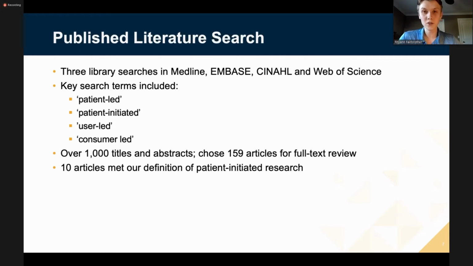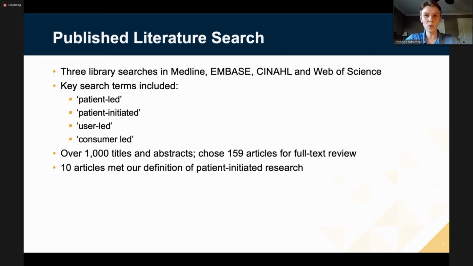As was mentioned earlier, the first part of this project looked at us conducting a literature search through published literature. To do this, we recruited the help of our librarian, Mimi Doyle Waters, whom we provided with a couple of different key search terms to try and capture the variety of terms that are used to describe patient-initiated research. From this, we took these terms and produced 3 separate library searches for our team to look through. From these different library searches, she produced over 1,000 titles and abstracts for our team to look at.